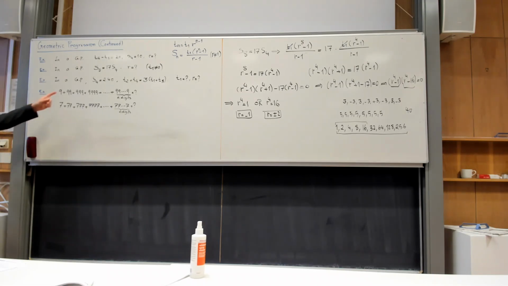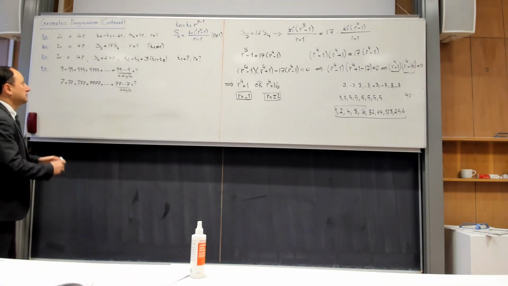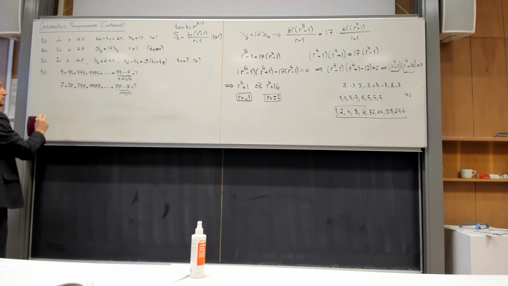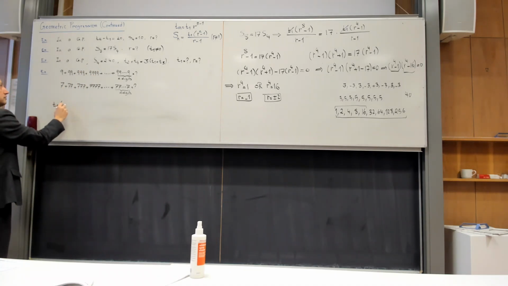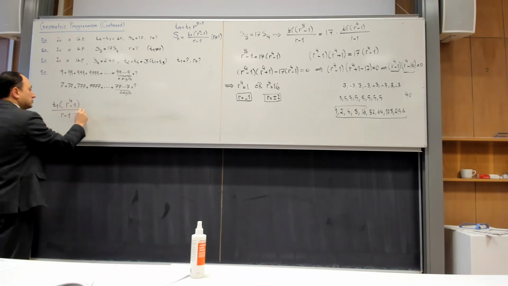Okay, so the next question: S4 is given to be 240. Here, assuming that r is not equal to 1, I use the formula. So it gives me T1 times (r to the power of 4 minus 1) divided by (r minus 1) is equal to 240.